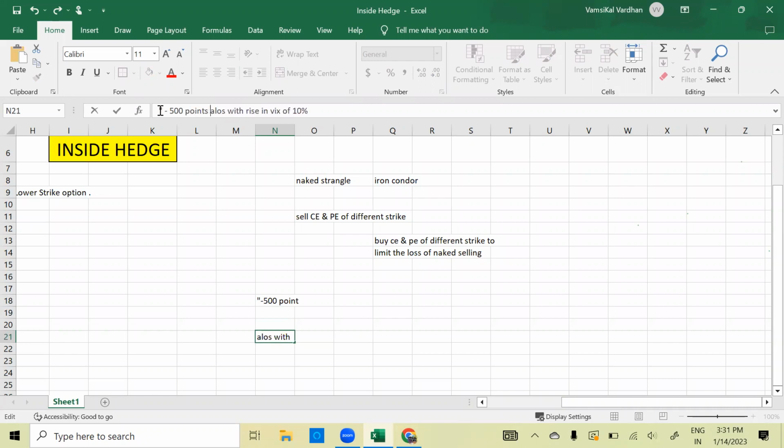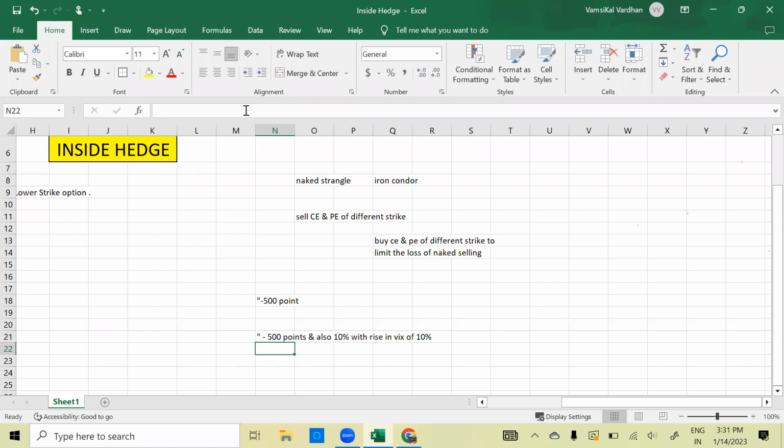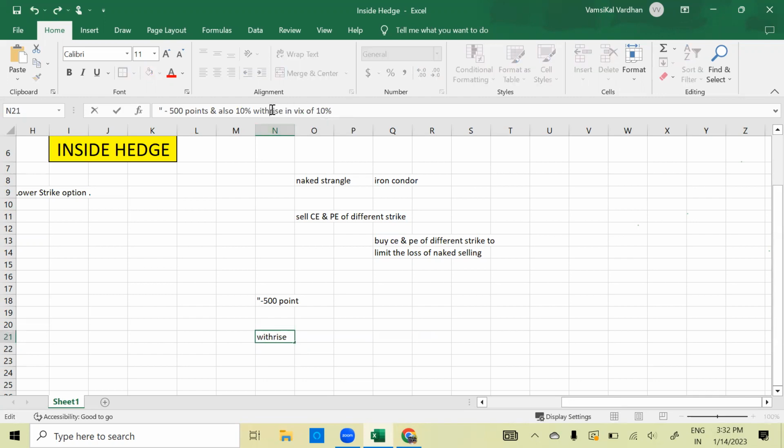So these are the two situations: minus 500 points, and also a rising VIX of 10%. If we observe, we will get to know which method is better, either naked strangle or iron condor. Then we will discuss our inside hedge setup: how we construct the trade, how we do adjustments, everything.